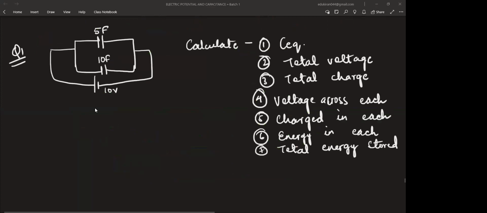Now class, again, this is also a basic circuit. After this circuit, we'll be discussing good types of questions, but at least you should be able to solve this. At least tell me the answers one by one in the chat column of all these. This is very easy class.